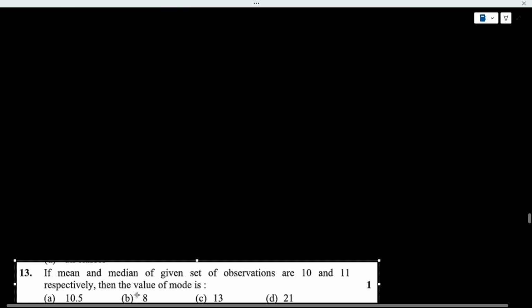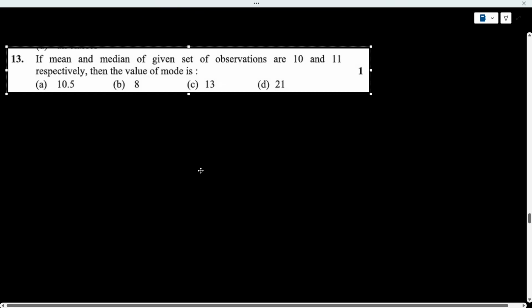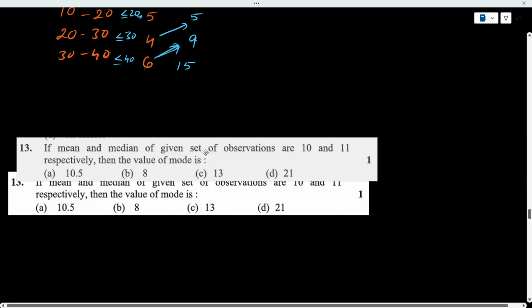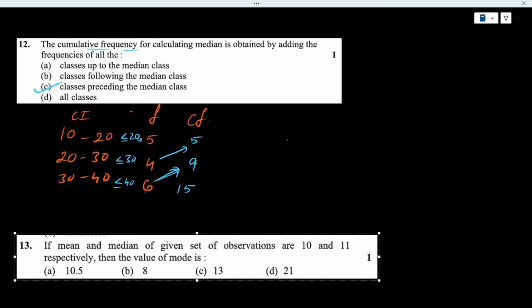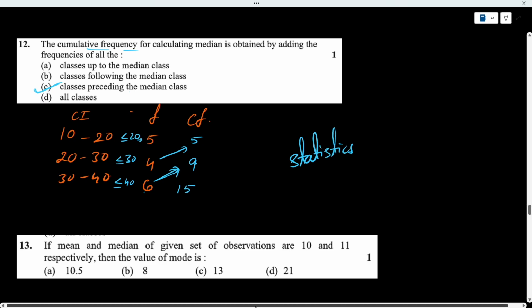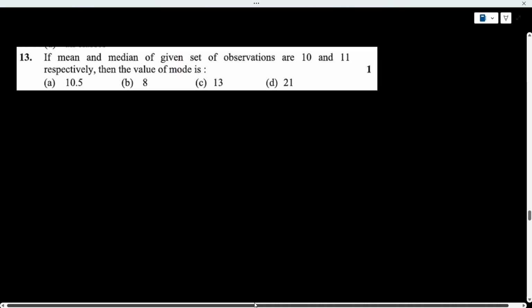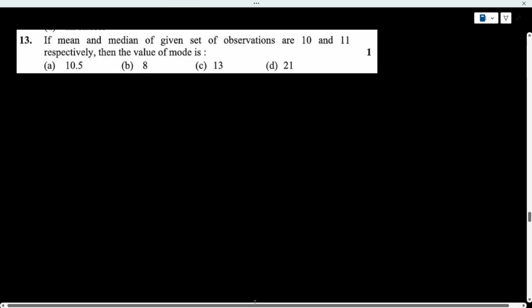Let us go for the next question. This question was also based on statistics, right? So your 12th question was also based on statistics. Now question number 13 is also based on statistics. What is given here? If you see, if mean and median of given set of observations are 10 and 11 respectively, find the value of mode.